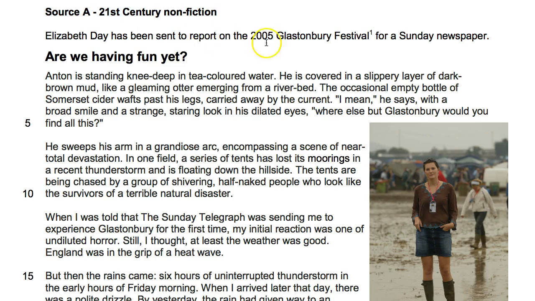So Elizabeth Day is the reporter, and that isn't Anton. That could be important. I'm lucky in this question that I didn't have to distinguish between the two, but I might have done because it would be a test of my close reading. And if I'd got Elizabeth Day confused with Anton, I would have been in big trouble. Okay, well, let's go and look at the mark scheme.